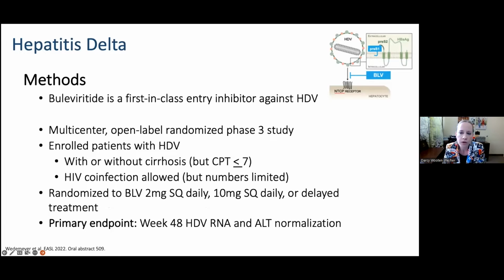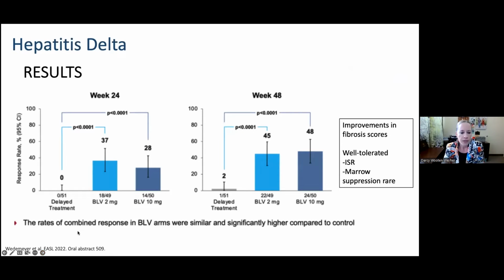People with HIV were allowed in this study, but the numbers were just very, very small. Patients were randomized to either one of 2 doses of bulevirtide, 2 milligrams or 10 milligrams, or the control arm, which was a delayed treatment in which patients got treated later. The primary endpoint was a composite endpoint at week 48 of hepatitis Delta virologic suppression, as well as ALT normalization. These are the results from week 24 and week 48, week 48 on the right.